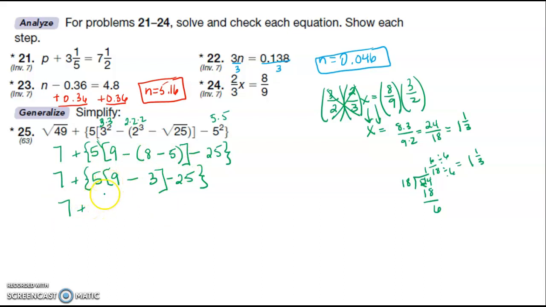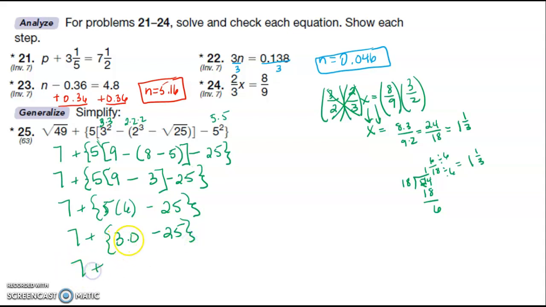Is that right? Yep. This is 5. Times 9 minus 3 is 6. Minus 25, that's important. 7 plus, this is going to be 30 minus 25. Then you can actually go left to right, but this has brackets around it, so if you want to do that, that's fine. 30 minus 25 is 5, so the answer to this is 12.